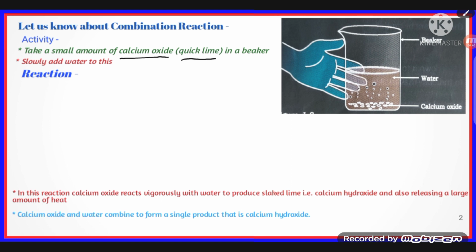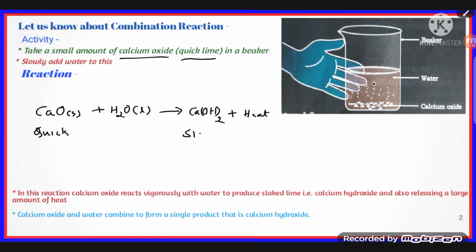Equation of this reaction: when calcium oxide, solid state, reacts with water, it produces calcium hydroxide, Ca(OH)2, plus heat. Calcium oxide is quicklime, calcium hydroxide is slaked lime.